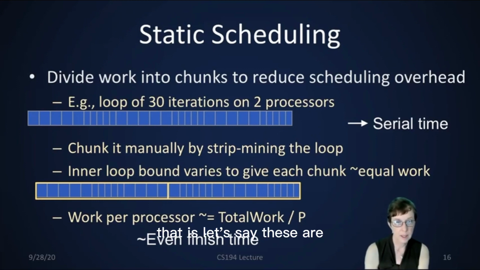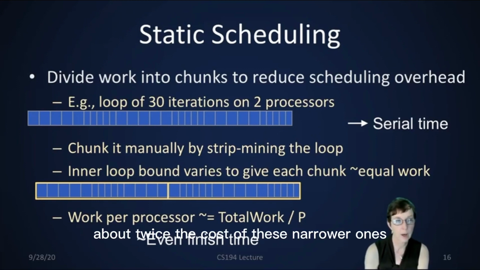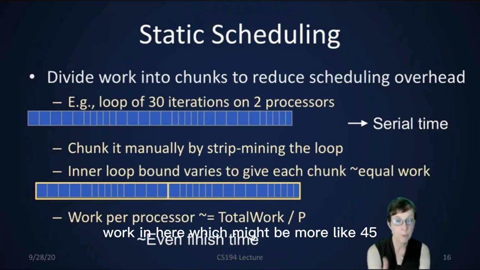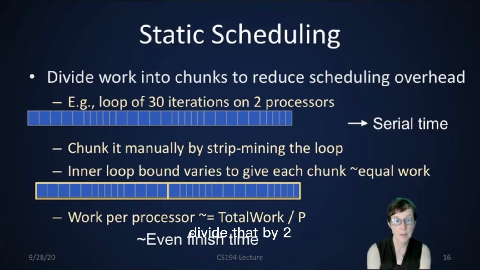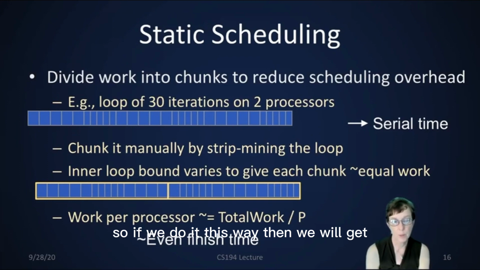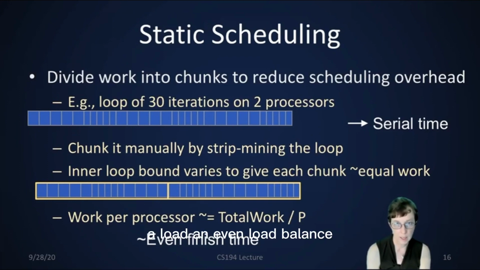That is, let's say these are about twice the cost of these narrower ones. And so we add up the total amount of work in here, which might be more like 45 units, if you will, divide that by 2, and then divide the total number of iterations in half. So if we do it this way, then we will get an even load balance.